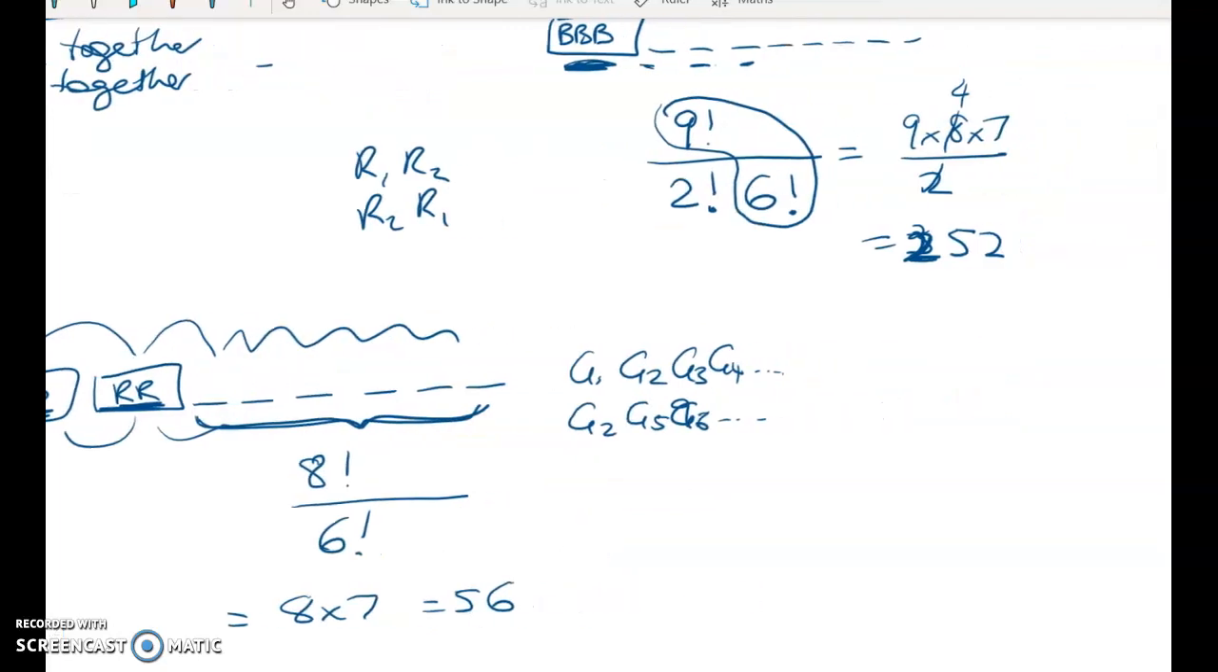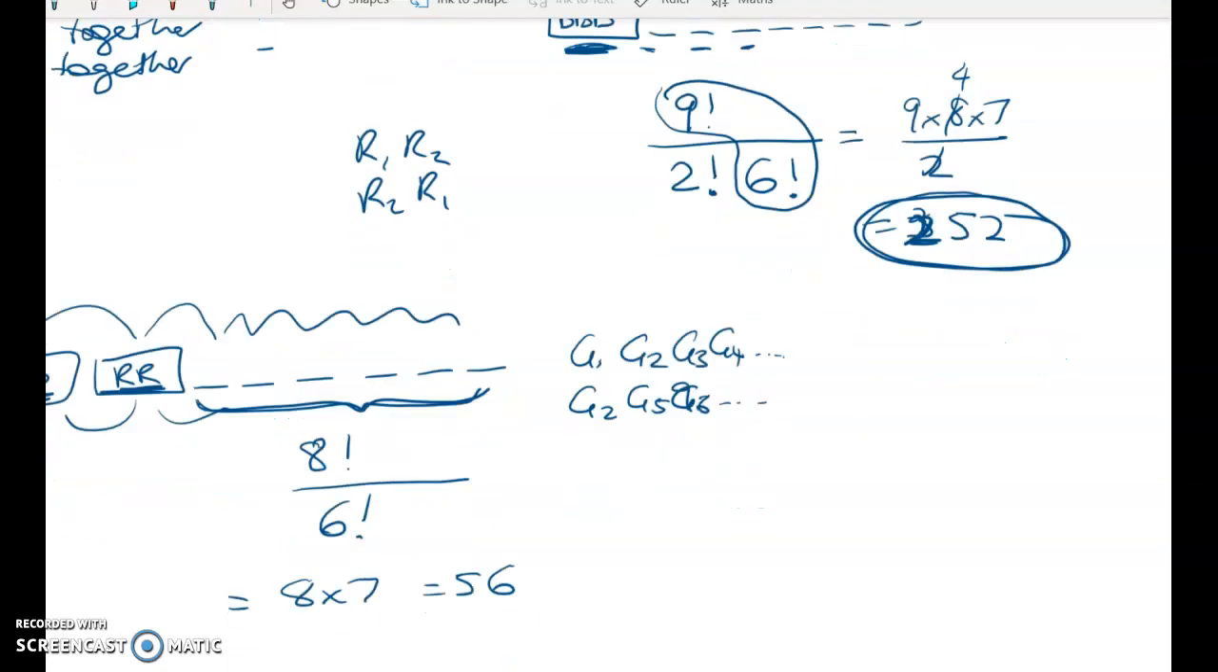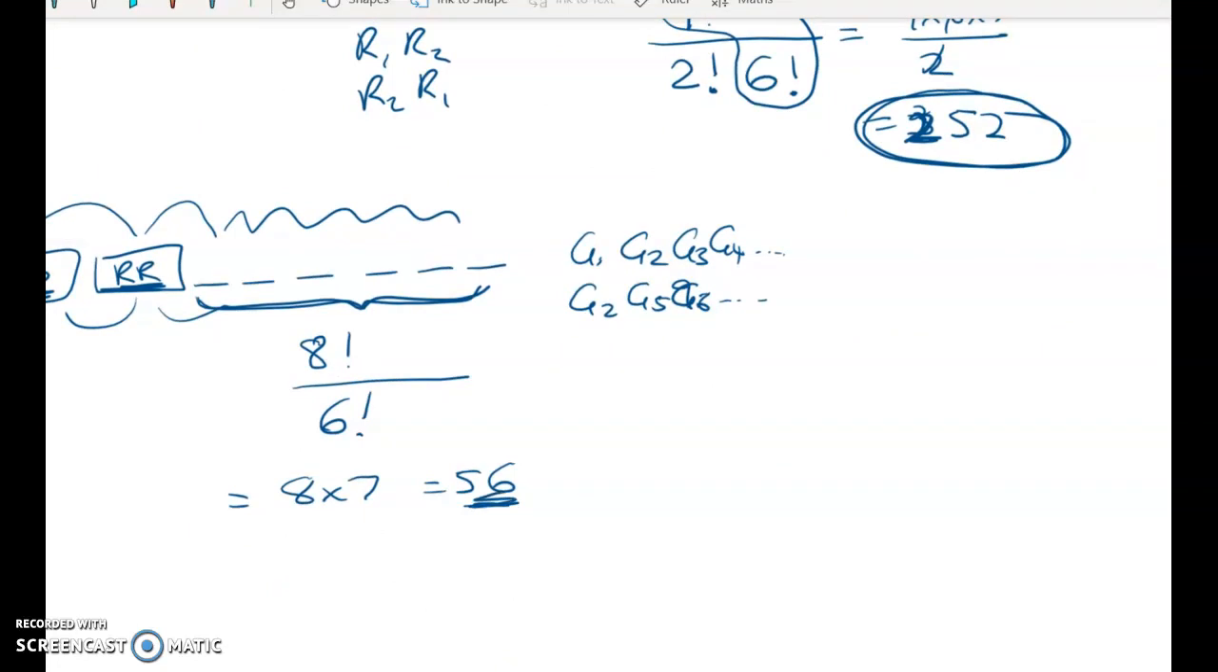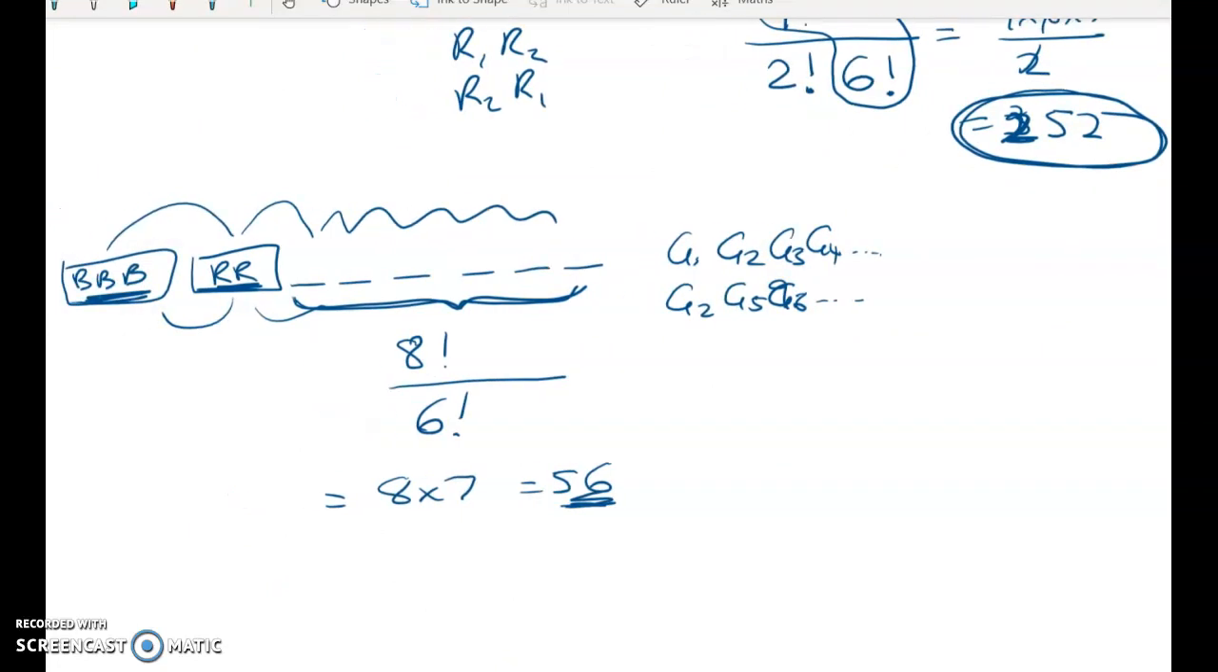So what we've got is we've got 252 possible ways to organise when all the blues are together, and we've got 56 of those ways are when the reds are also together. So my answer will be 252 take away 56, which is 196. I definitely think that's the hardest part of this whole paper. So if you got that on your own, I think you're doing quite well.